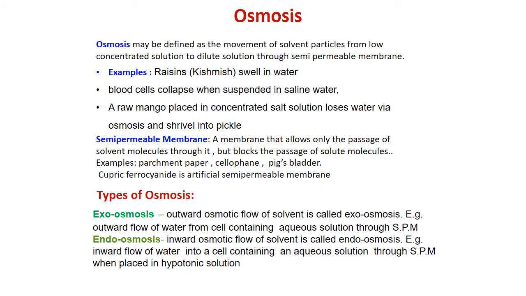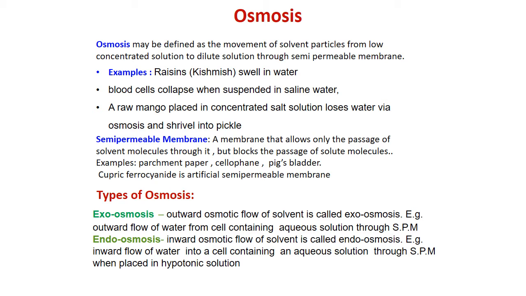Osmosis. It is the fourth colligative property. What is that? Based on osmosis is the osmotic pressure. So we must know what is osmosis. It is defined as the movement of solvent molecules from low concentrated solution to high concentrated solution through semi-permeable membrane.